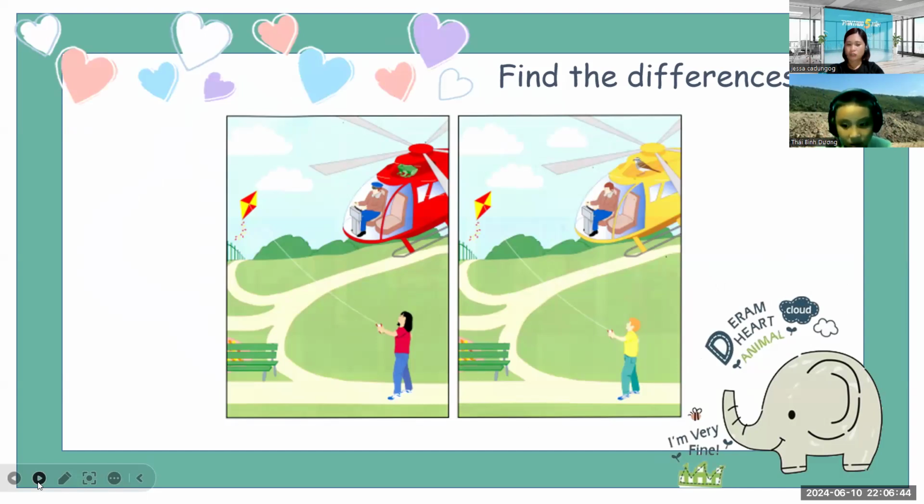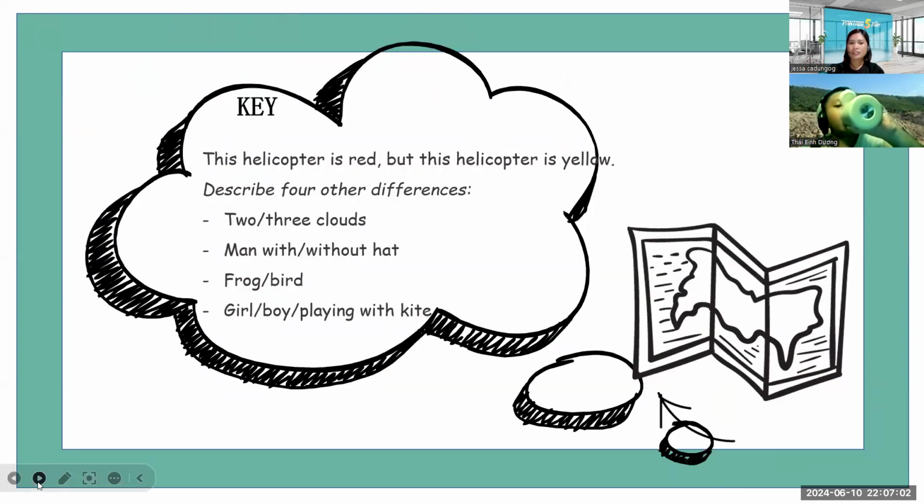In the first picture, there are 2 clouds. But in picture 2, there are 3 clouds. Okay, very good. The number of clouds differ. Next, we have the man or the pilot with a hat and without a hat. Next, we have the frog and the bird. And the last one is the girl and the boy playing with the kite. So those are the differences that we have in this activity.